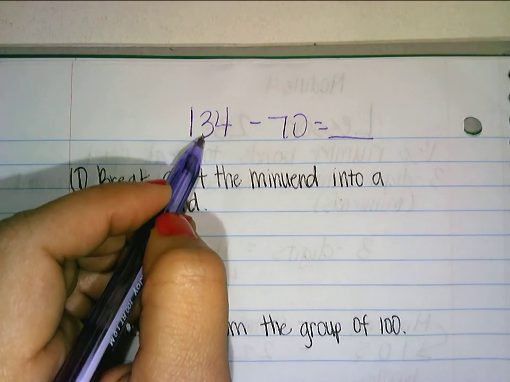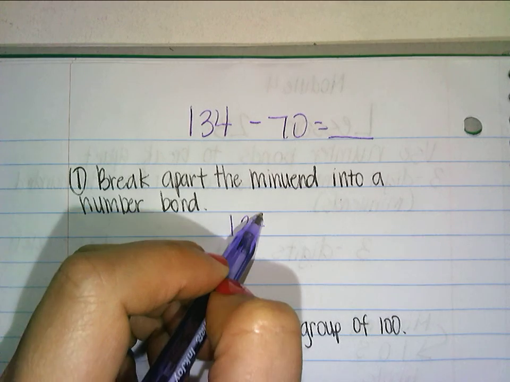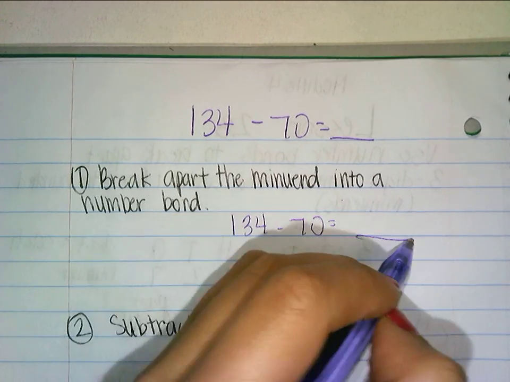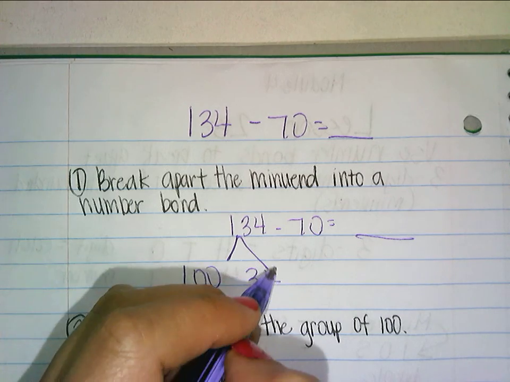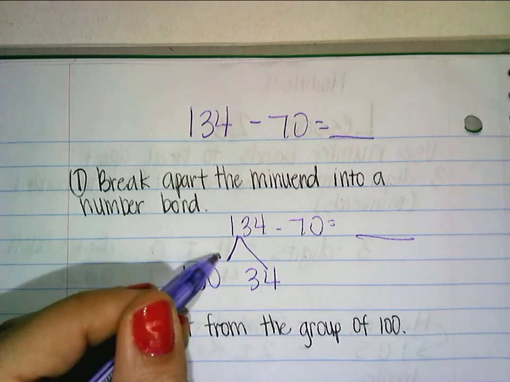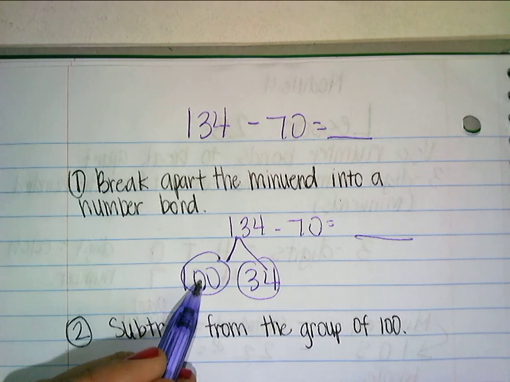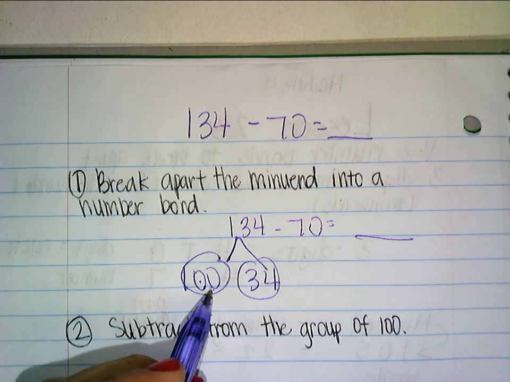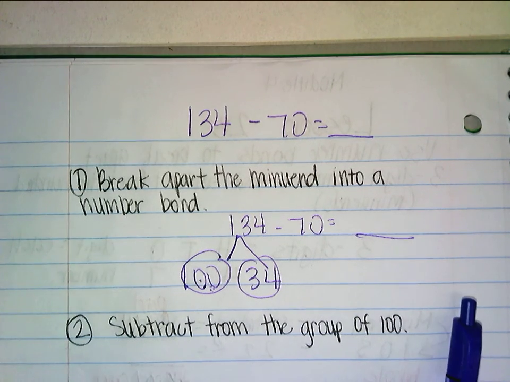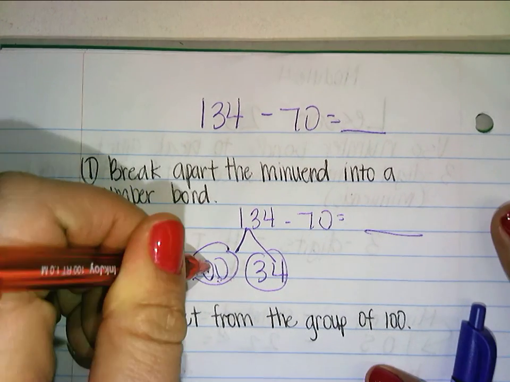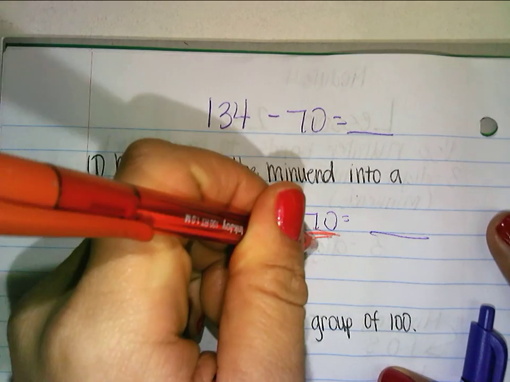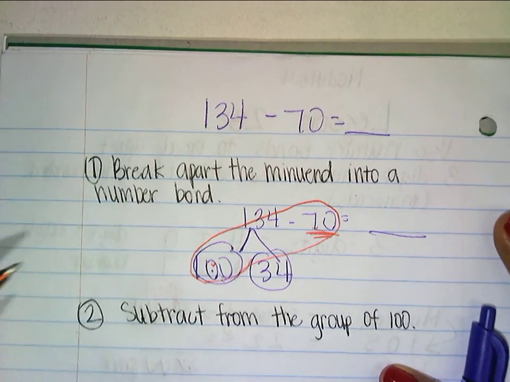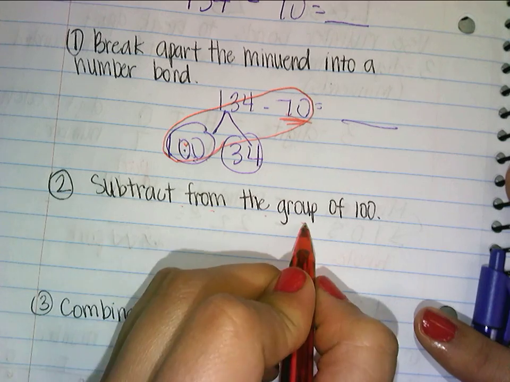So this is our minuend. We're going to take 134. We're going to break this apart into 134. Okay? So now, what you're trying to do right here in that number bond is you're just trying to pull apart a group of 100. Because what you're going to do now is you're going to take 100 and you're going to subtract 70 from that. So you kind of go like this. Okay? So you subtract from the group of 100.